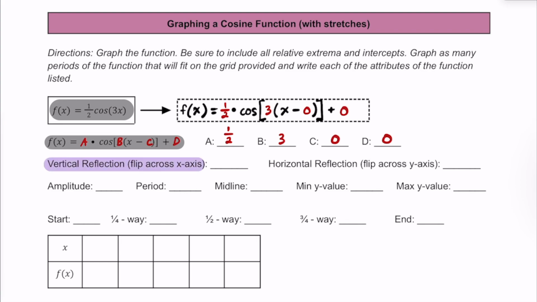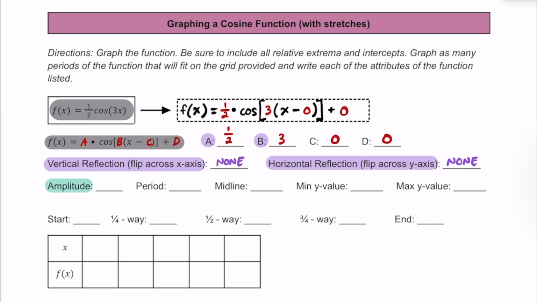All right, moving on to vertical reflections. We're going to have a vertical reflection if the value of a is negative, but notice how the value of a is positive here, so we're not going to have any vertical reflections or flips across the x-axis. For the horizontal reflection, that depends on if b is negative. Notice how b here is a positive 3, so we're also not going to have any flips across the y-axis.